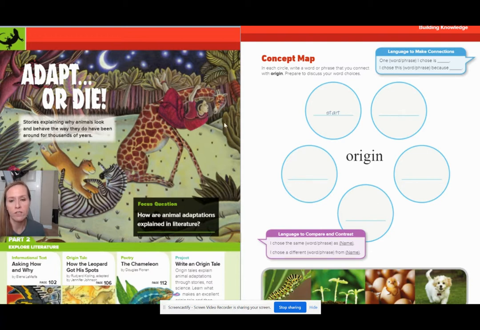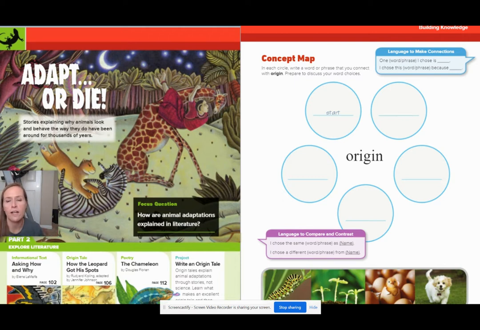Now, once we've looked through all of that, I want to take a minute and talk about this word in our concept map over here on the right-hand side of your screen. In the middle of our bubble map, we've got our word, origin. And as you can see, there are a whole bunch of bubbles that surround the word origin.